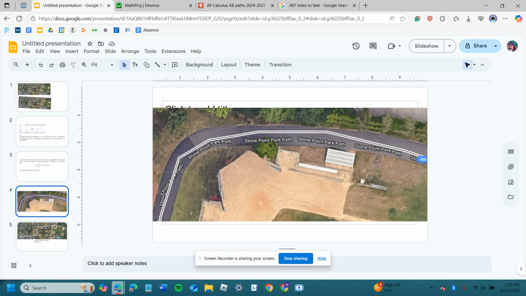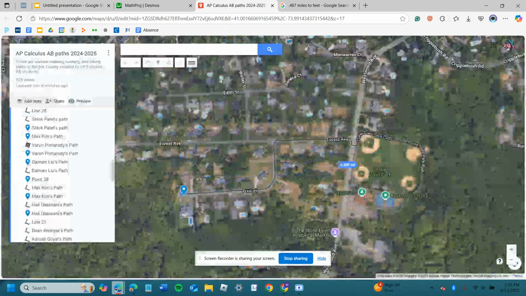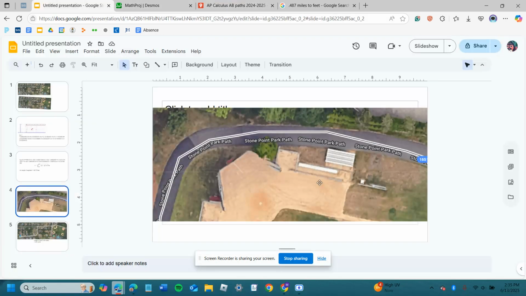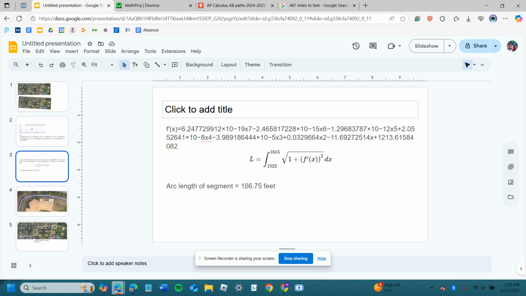It got kind of cut off because I had the path selected, so I highlighted the path instead of showing my measurement. But for the measurements, I started here, connected here, and went along. And then, as you can see here, it came out to around 165 feet, which is right on the money with what we calculated with the arc length of that same segment.